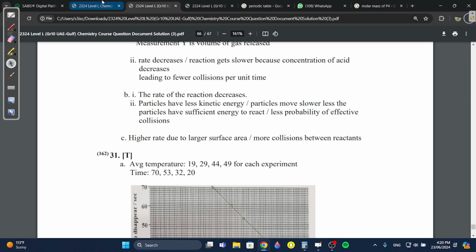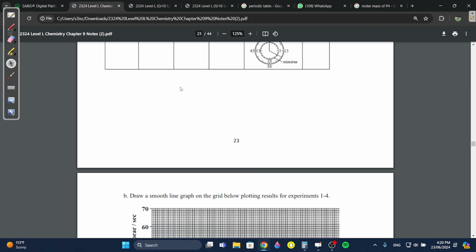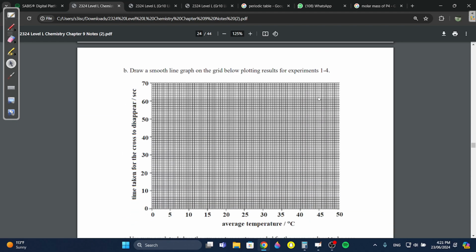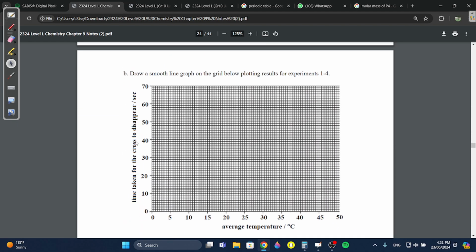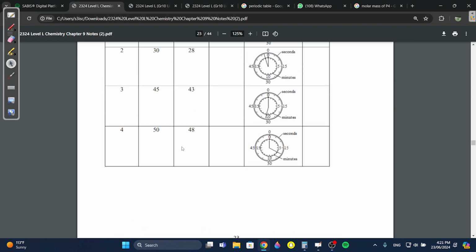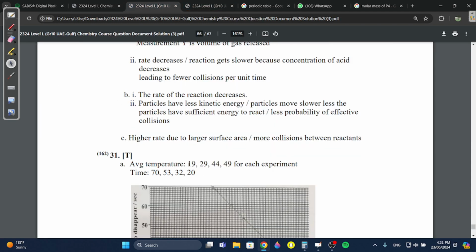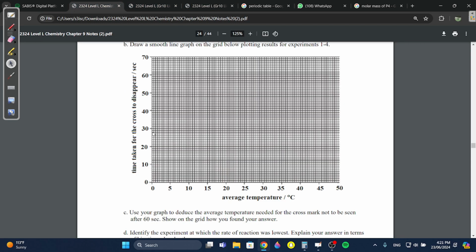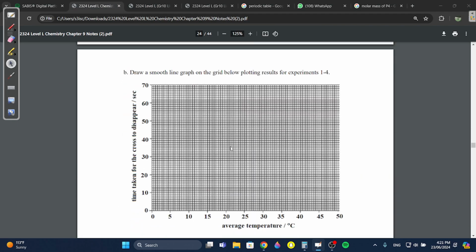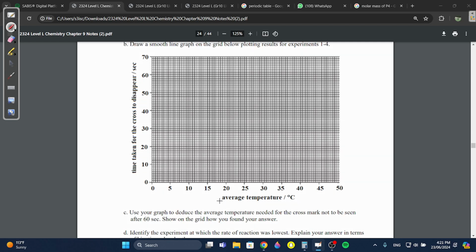Now, for part B, to graph, you just need to take all the points from here. Temperature versus time. So what's this average temperature? At average temperature 19, we got time 70. So let's go to average temperature 19 from this table over here. Let me zoom in a bit.